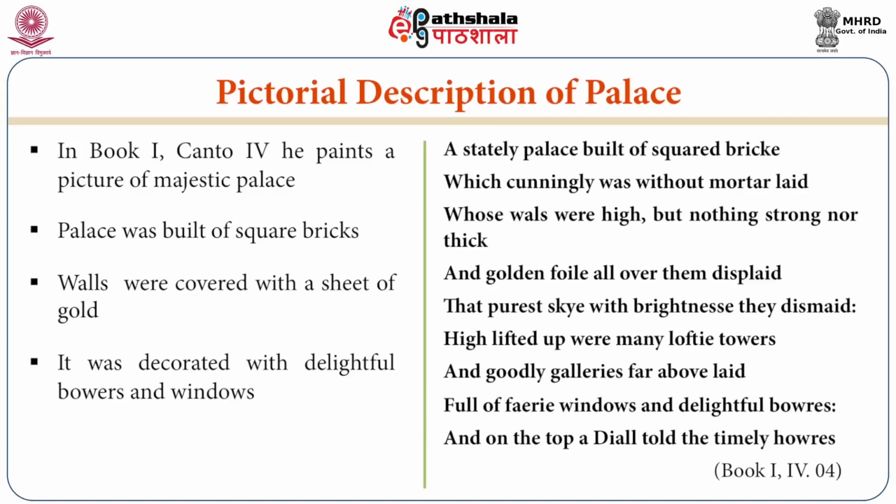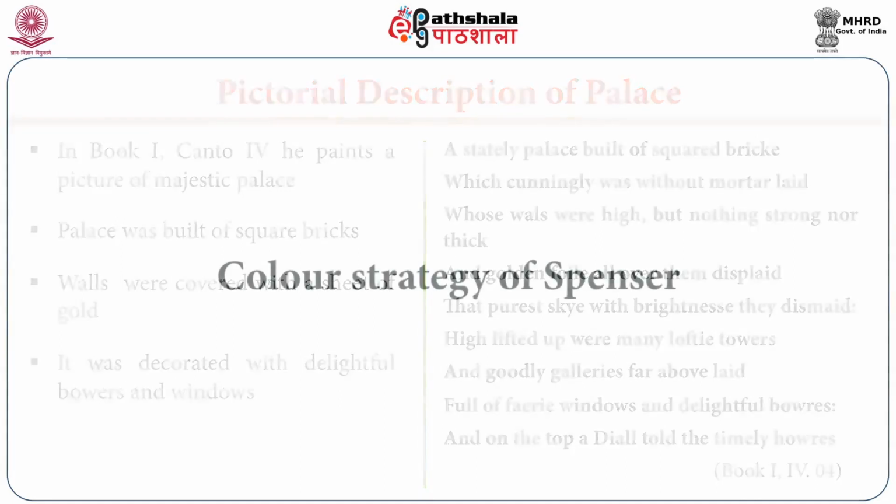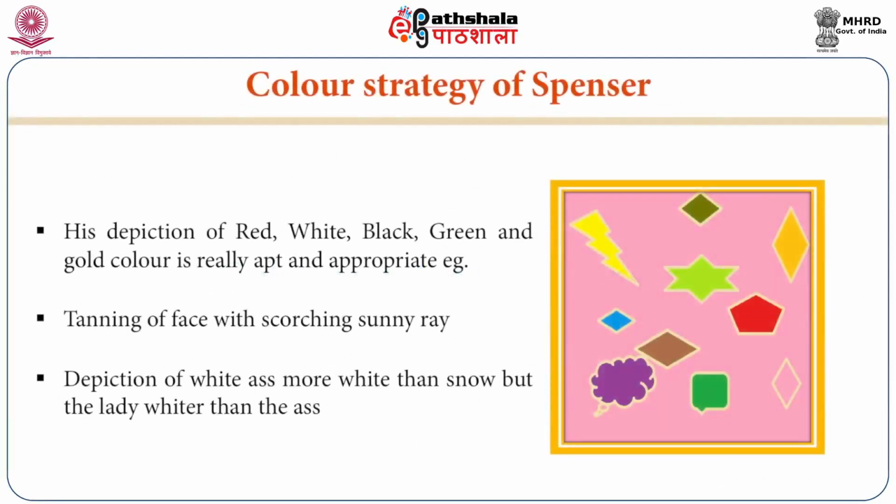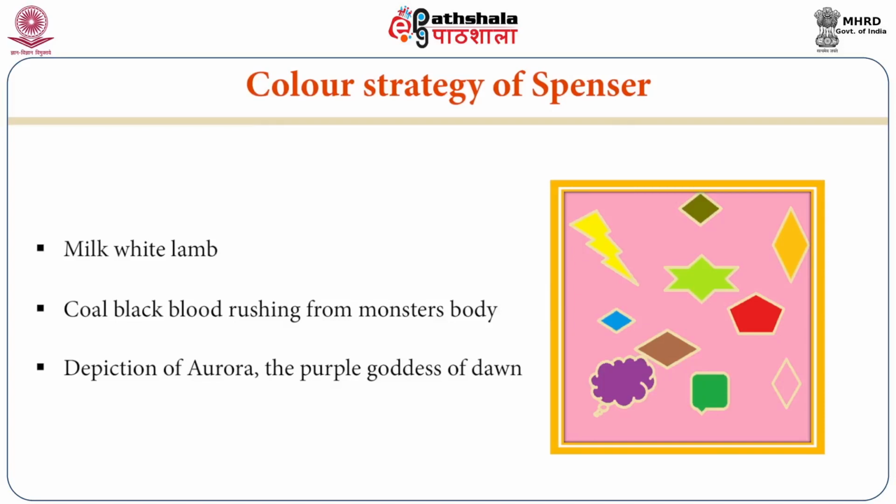Friends, when we talk about painting, we should not forget about the coloring. The color strategy of Spenser is immaculate. His description of red, white, black, green, gold, all colors is really apt, appropriate, and amazing. Tanning of the face with scorching sunny rays, depiction of white as whiter than snow, the lady whiter than the swan, all are beautiful through descriptions. Milk-white lamb, coal-black blood rushing from the monster's body, depiction of Aurora, the purple goddess of dawn. All are, in one word, amazingly wonderful.